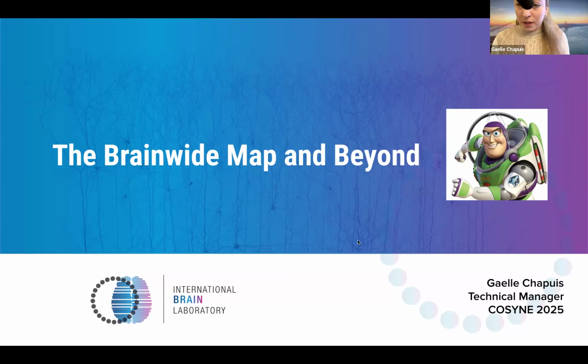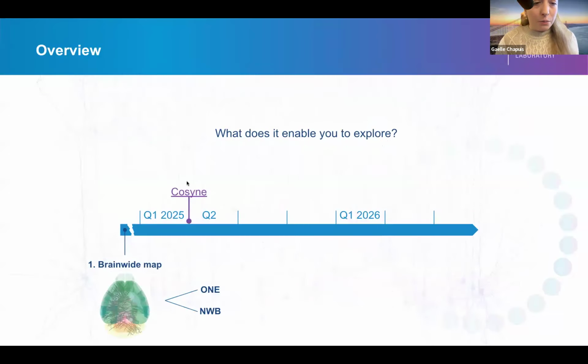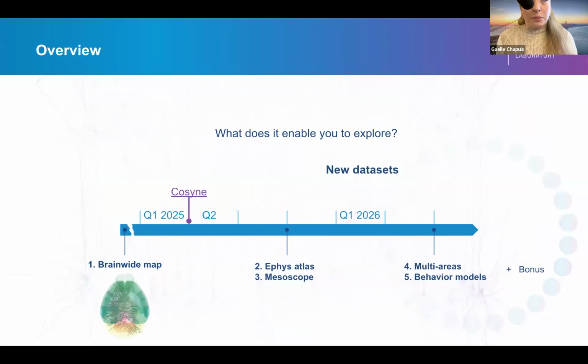To give you a sense of timeline, we're here at COSYNE, and our Brainwide map dataset has already been released in both ONE and NWB formats. In this talk, I want to expand to 4 new datasets that will be available either this year, hopefully, or next year. This is really not an exhaustive list. We have many more datasets coming in, so I'll just discuss this as a bonus at the end. If you want to use any of these datasets, please come talk to us. We are a bit slow in doing the release, but we really want these datasets to be used.